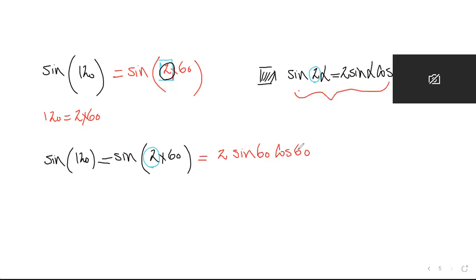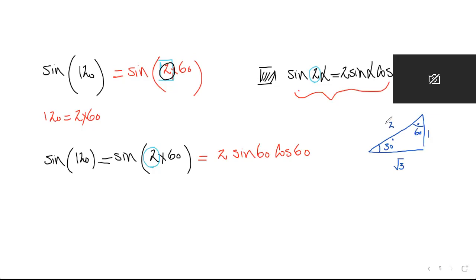Now, you see that, okay, that's quite a relief, because here also, you know everything about the 60 angle. You know how much is the sine, how much is the cosine. If that's the triangle, which is 30 degrees, which is 60 degrees, we know this length is the square root of 3. This one is 1. This one is 2.